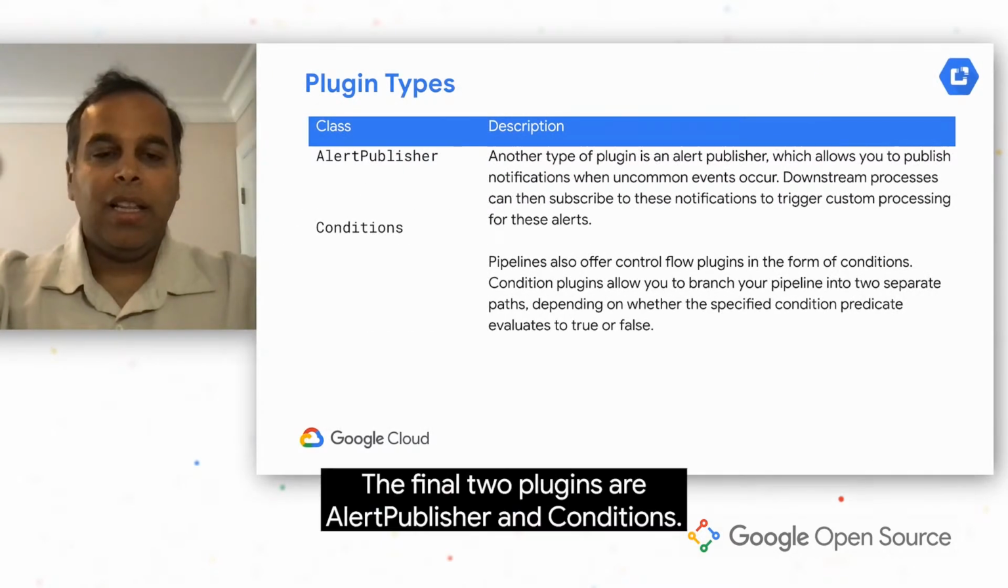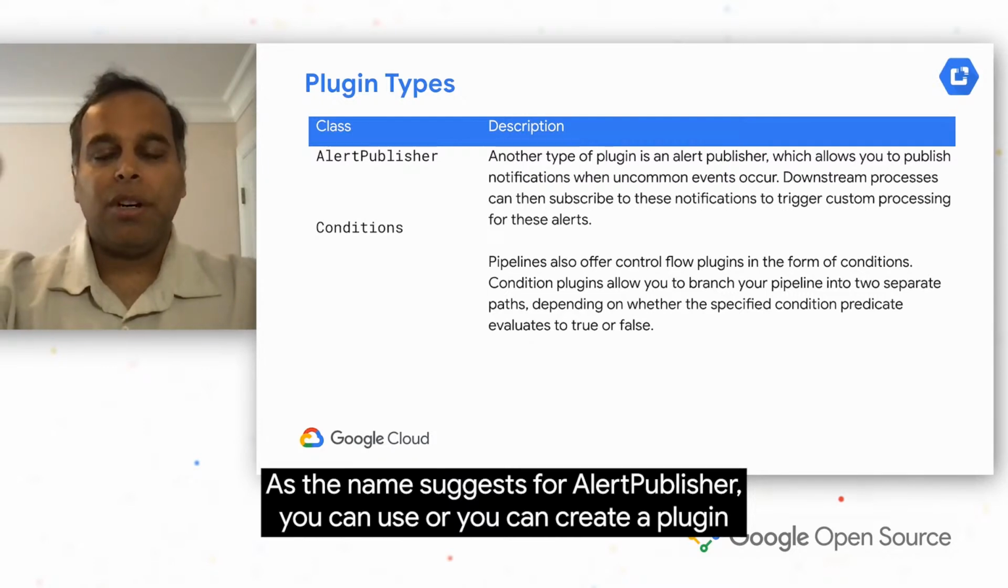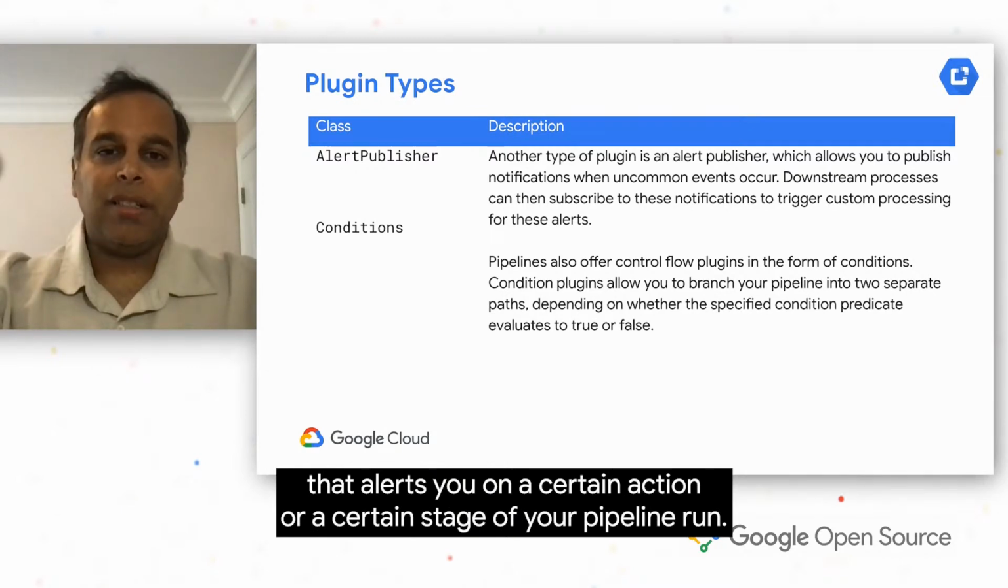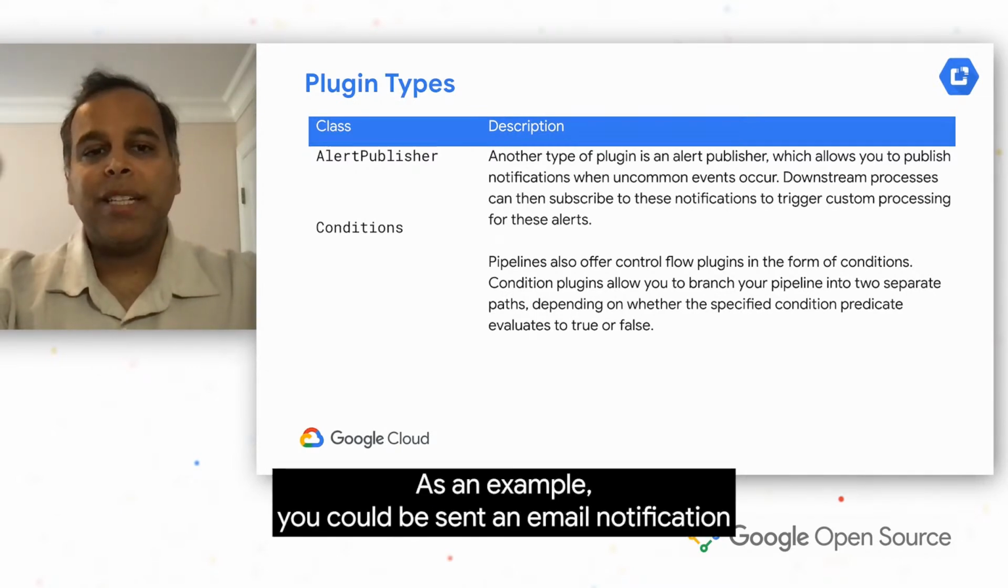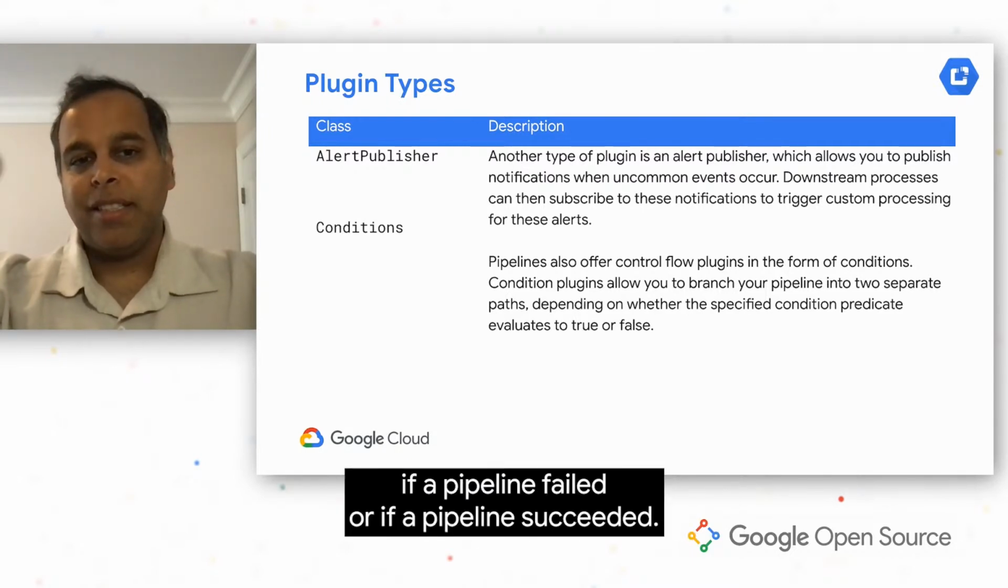The final two plugins are the alert publishers and the conditions. As the name suggests for alert publisher, you can create a plugin that alerts you on a certain action or a certain stage of your pipeline run. As an example, you could be sending an email notification if a pipeline failed or if a pipeline succeeded.